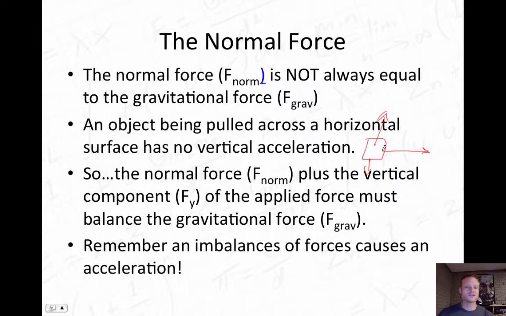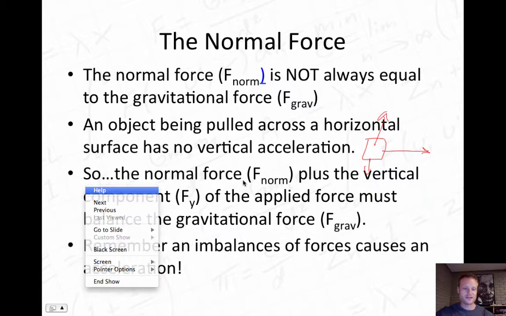Okay, these two forces must be balancing each other out, because if there was a net force in the vertical direction of some sort, either up or down, it would cause the box to start flying up or down. So that's something to keep in mind with these problems. If they're just saying it's sliding across the ground or moving across the ground, that means there's no vertical acceleration, so there's no net force in the vertical direction.